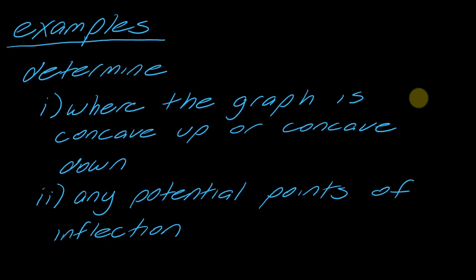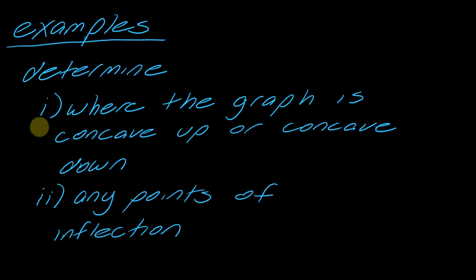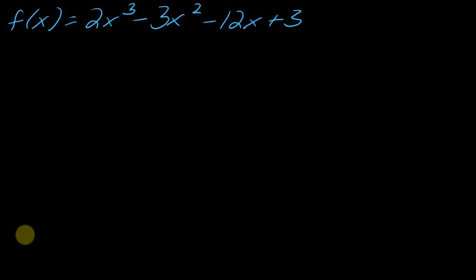In these examples, what I want to do is determine where the graph is concave up or concave down, and then find any points of inflection. Okay, so here's the example that I'm going to work with. Obviously concavity has to do with the second derivative, so why don't you pause the video and find the first and second derivative, hit play when you're ready.